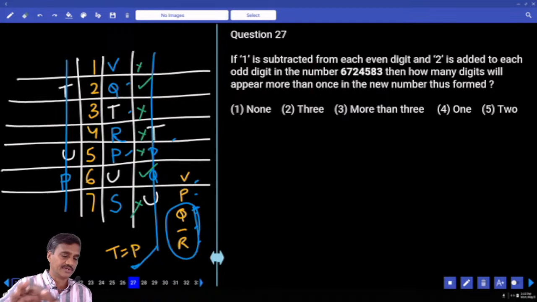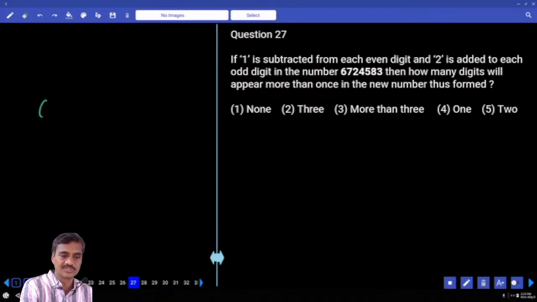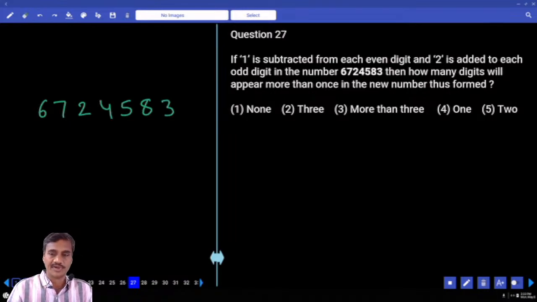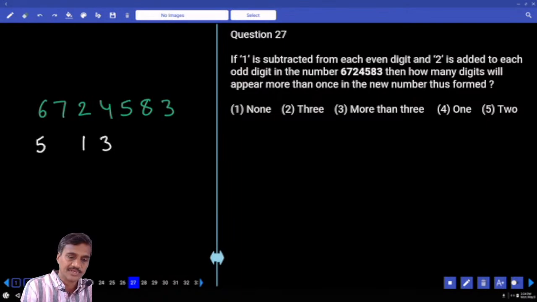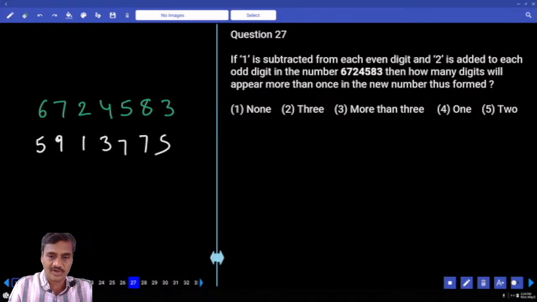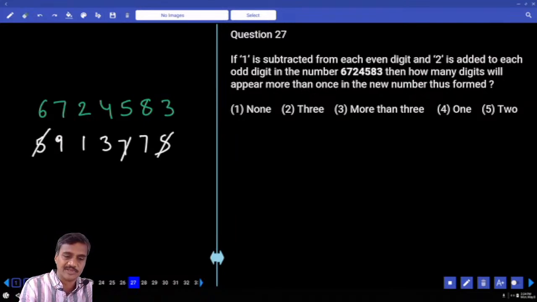Then in this 27, what is the number given? 672, 4583. 672, 4583 is the number. 1 is subtracted from each even digit. If 1 is subtracted from each even digit, this is 5, 1, 3, 7. And 2 is added to each odd digit. This is 9, 7 and 5. Then how many digits will appear more than once? 5 appeared more than once, 7 appeared more than once. So 2 digits, 5 and 7, that is choice 5.